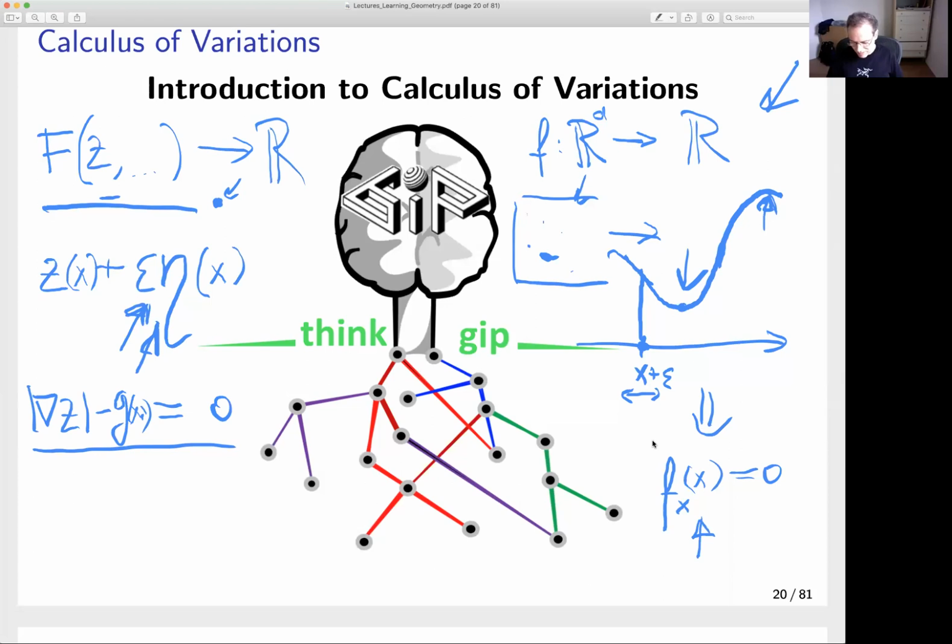So let me add some more noise to the game. So assume that I have my function z defined between x equal to 0 and x equal to 1.